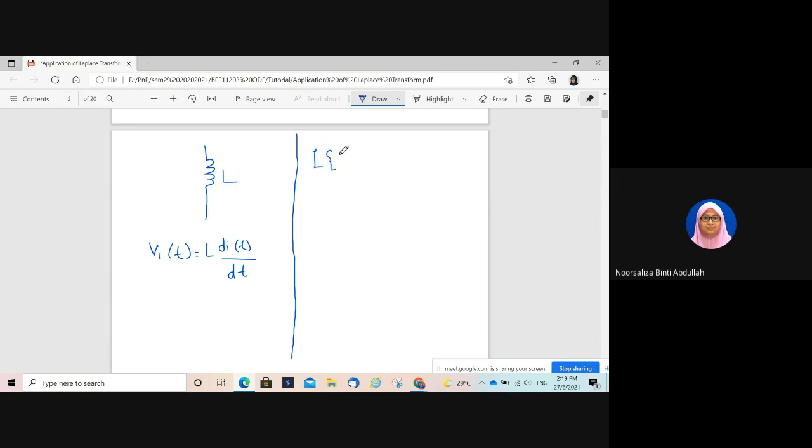So here you have v_L(t) equals, you Laplace here also, L di(t)/dt. So this L kita keluarkan. Now you have L, and then you Laplace di(t)/dt. So you Laplace v_L(t), you will get V_L(s) equals L times the transform of di/dt.